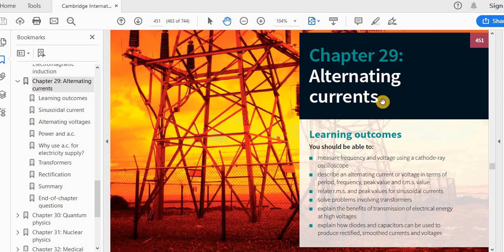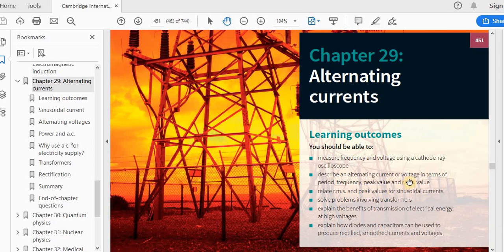Chapter 29, Alternating Currents. After this chapter, you should be able to do these things. First one, measure frequency and voltage using a cathode-ray oscilloscope. You have already learned this in the O-level class. They gave you a picture of the screen of the cathode-ray oscilloscope and asked you to find the period, the frequency, the voltage. So we will see that in this lesson also.